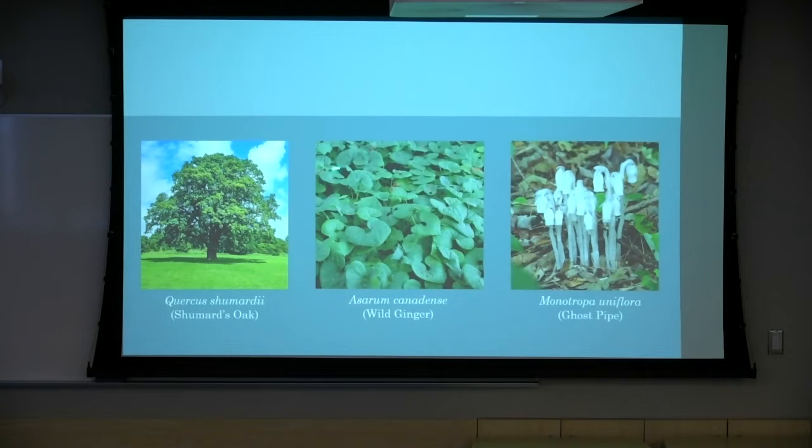Well, what if I ask you to consider the wild ginger again in relation to two more species? So on the left here, you have Shumard's oak, just your run-of-the-mill plain old oak tree. And on the right here, you have ghost pipe, which is native to this region. It's a non-photosynthetic parasitic plant with a very restricted life cycle.